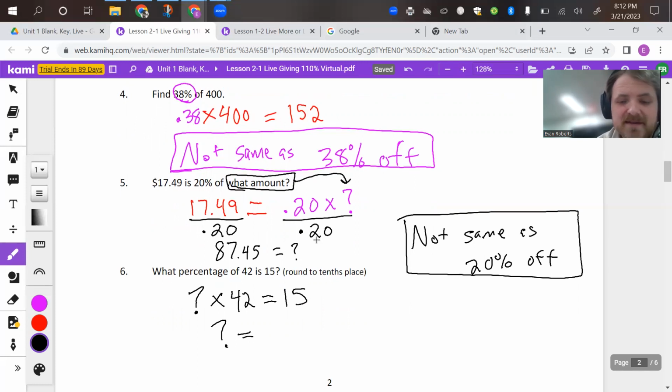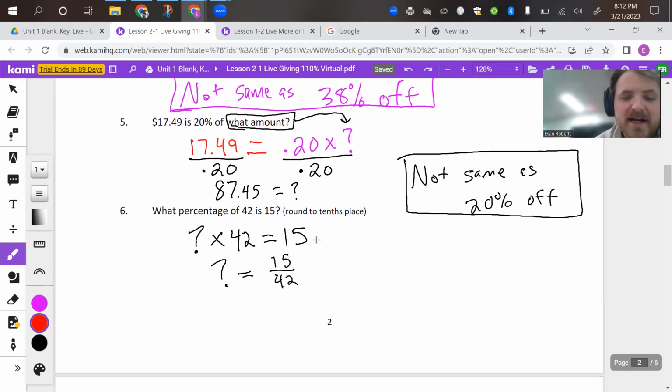It says round to the 10th place, so I'm going to divide by 42 on both sides. Since I'm multiplying right here, I have to do the opposite to both sides, so I divide by 42. 15 divided by 42 equals 35.357.